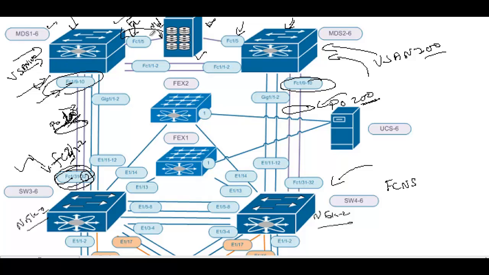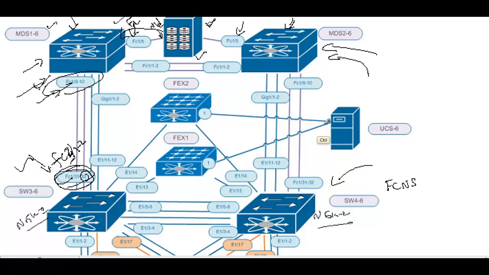This interface will be in vSAN 100, here also we'll have vSAN 100, and here we'll have vSAN 200. Let's see all this now. So far what we did is no shutdown on a few verification commands, and we tried to understand how this MDS box looks and how to configure the stuff. We did very basic things. Now let's see something harder.